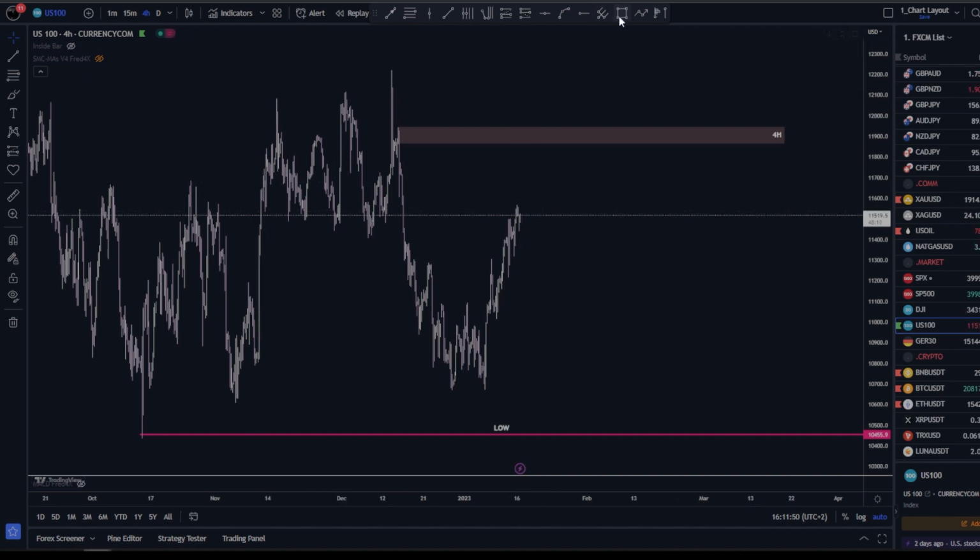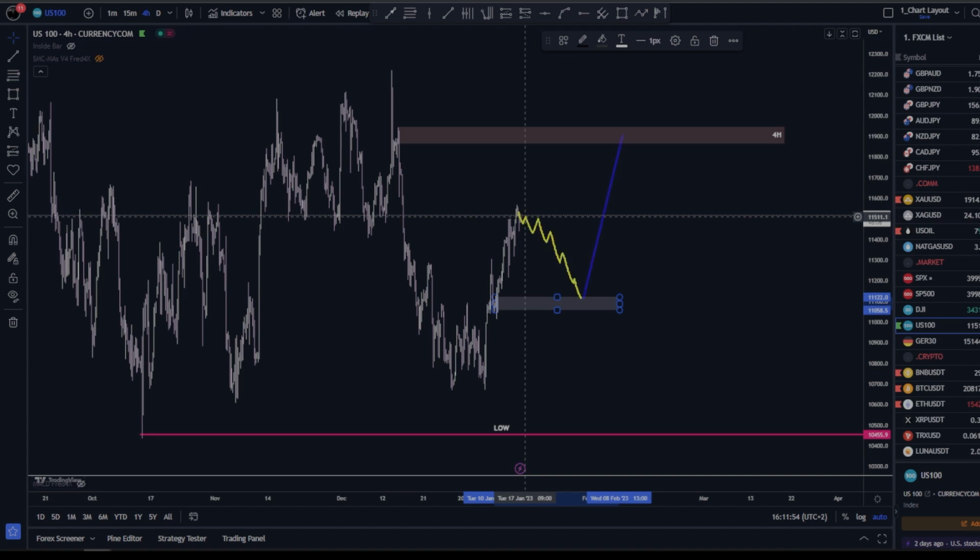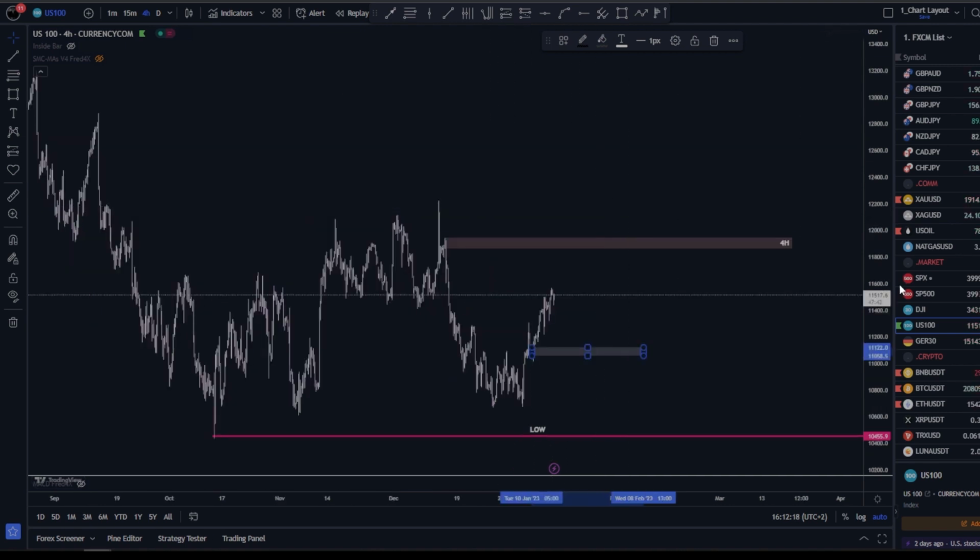Maybe it could reach this demand area and then start to move towards this level, the $12,000 level. So keep an eye on Nasdaq if you want to trade the indices. I'm expecting it to make a pullback here. I don't know if it will be this big. It could be something small like this and then go up. But right now I'm not looking for a trade. But the direction for me is towards the upside.